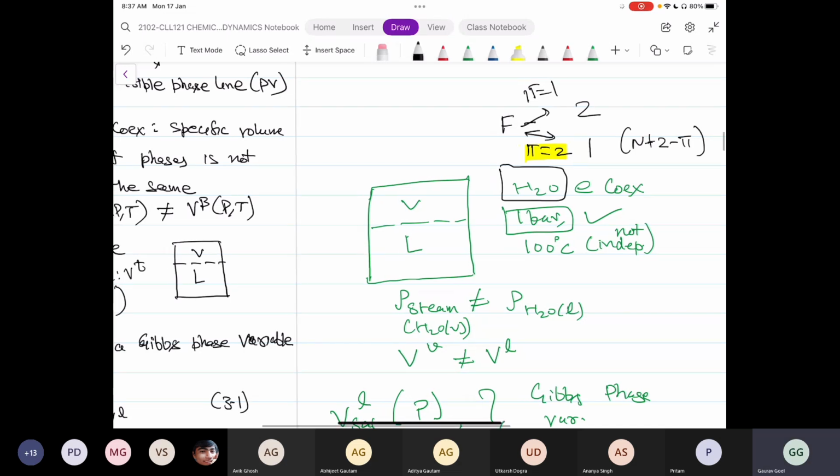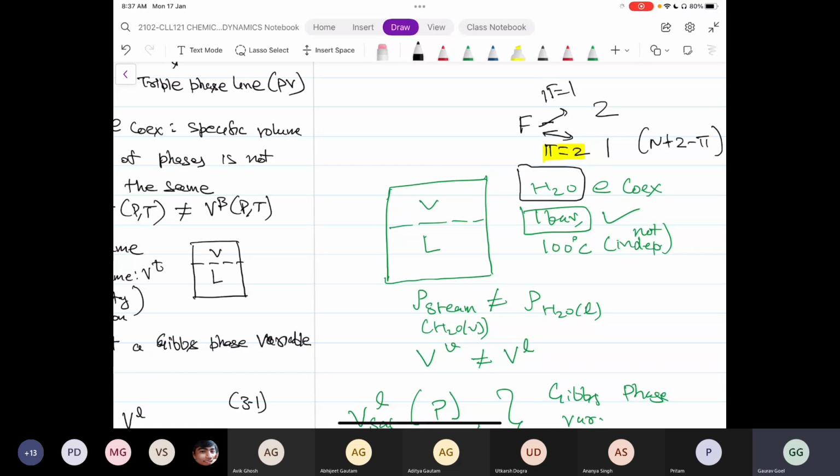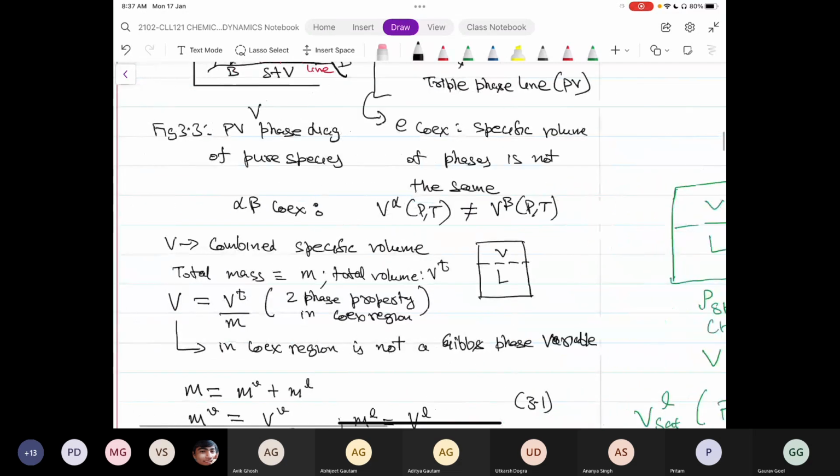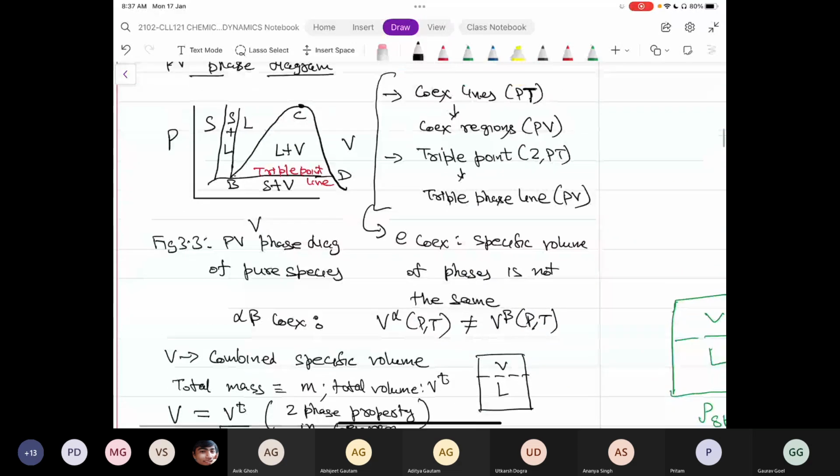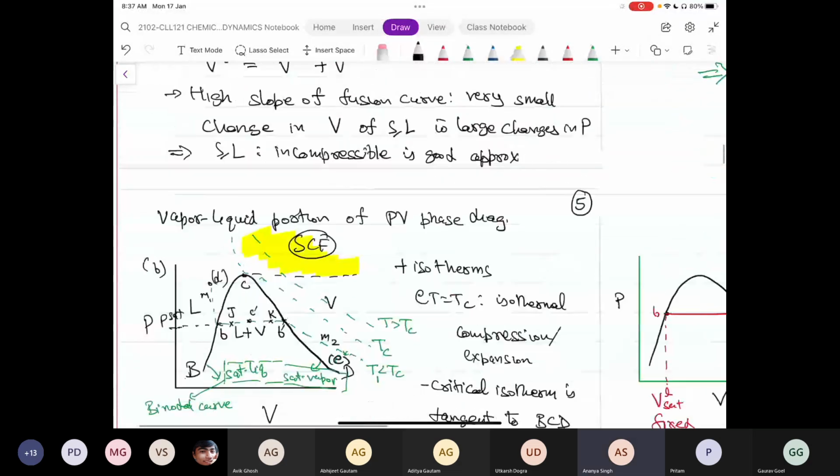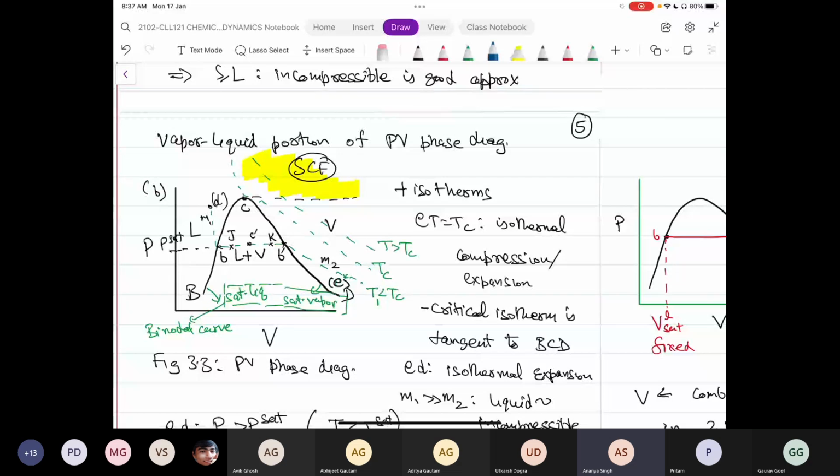However, saturated liquid also is a special kind of liquid. What is the meaning of saturated liquid? Sir, in the PT graph, there were three possibilities in the curve where liquid and vapor would coexist. Yeah. So it is point B, right? Saturated liquid is point B. Yes, sir.